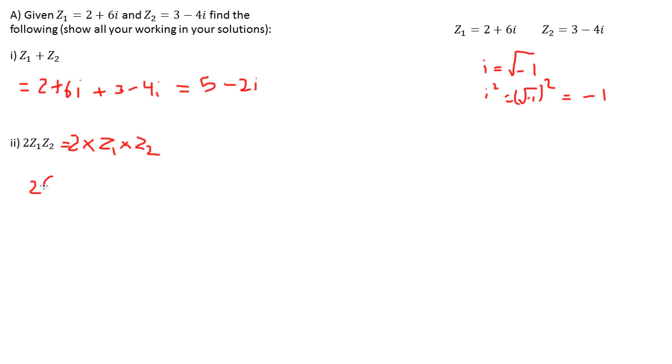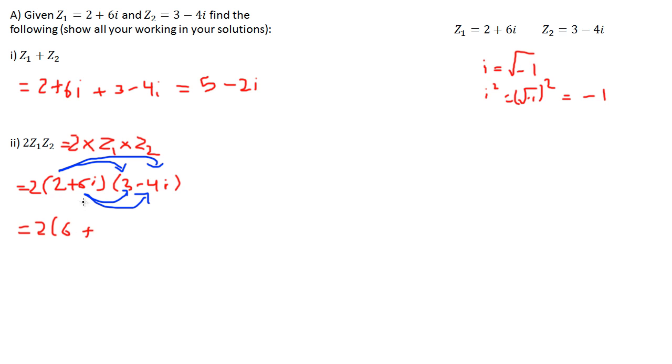So if we put 2 plus 6i times 3 minus 4i. Now let's expand the brackets. When we expand the brackets, we've got to times this value by that value, this value by that value, this value by that value, this value by that value. Okay, so now we get 2 times 3 is 6, plus 2 times minus 4 is minus 8i.